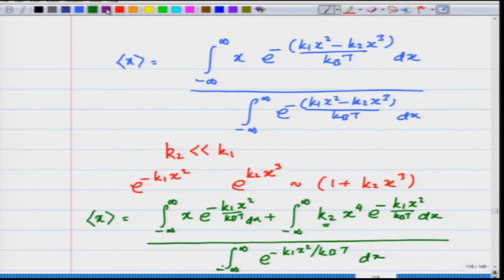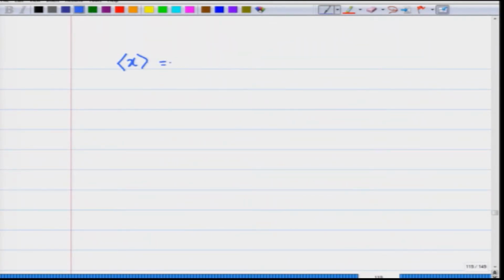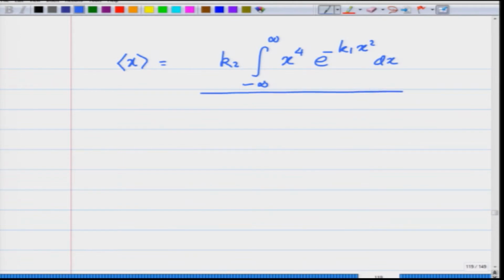Now, as we have argued earlier, if you keep only the harmonic terms, it does not give you any expansion. You can see right here that this term is odd in x, and therefore this integral is actually 0. Therefore, average x is equal to K2 integral x raised to 4 e raised to minus K1 x square dx from minus infinity to infinity, divided by integral from minus infinity to infinity e raised to minus K1 x square dx. There is a divided by kbT, which I keep forgetting.